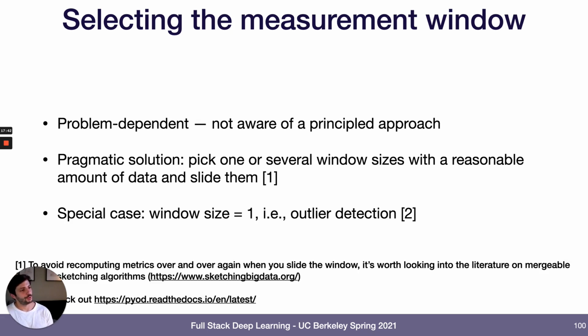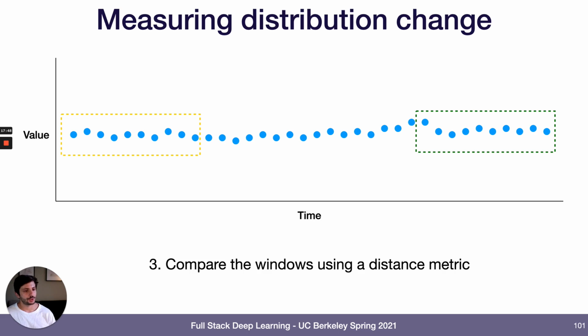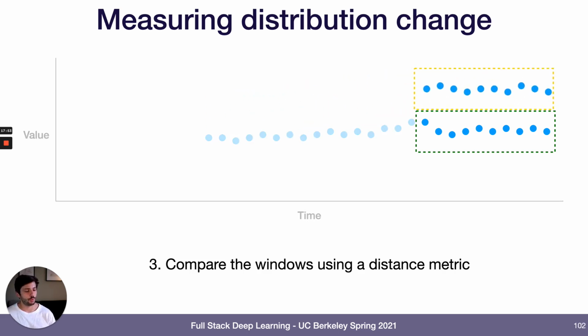A couple of footnotes here if you want to dive more into this stuff. And so the last thing that we'll do is we have our reference distribution and the distribution we want to measure, and we'll compare these two windows using some distance metric.